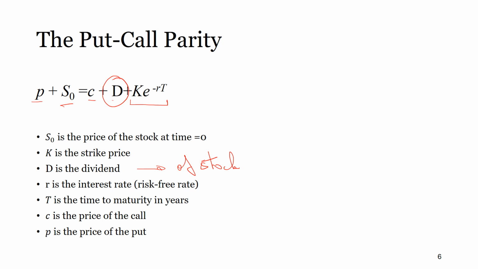The other thing that you need to keep in mind is that C is the price of the call and P is the price of the put, but this is a standard symbol for put and call, and one of them will be given to you, the other one is the one you have to calculate.